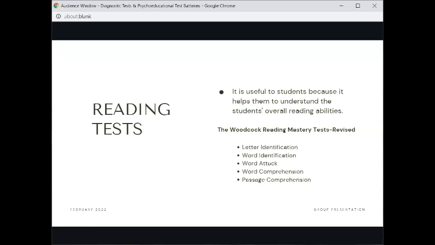The coverage of this test is associated with the subtests that students will have to take. There are five subtests: letter identification, word identification, word attack, word comprehension, and lastly, passage comprehension. Next slide, please.